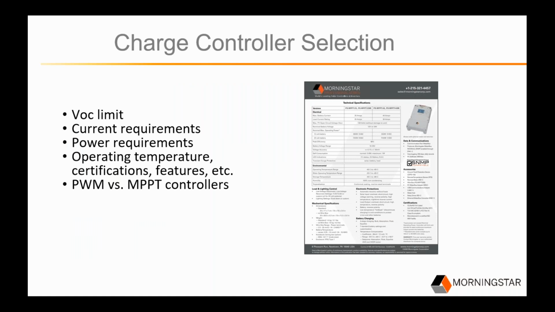When choosing a charge controller, you have to know the following specs associated with your controller and whether they meet the requirements of your system. And they include your controller's VOC limit, current requirements, power requirements, operating temperature, certifications, and other features. And then lastly, you have to choose whether a PWM, or pulse width modulation, or MPPT, which is maximum power point tracking controller. You have to see which one is best for your system. And the next slide has a chart that can help out with this choice of PWM versus MPPT controller.